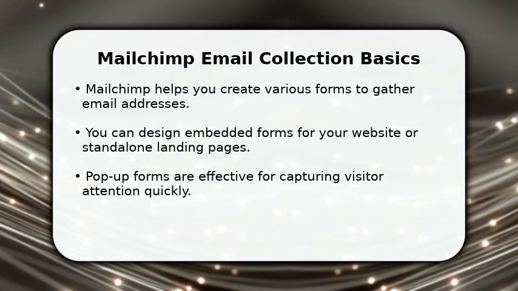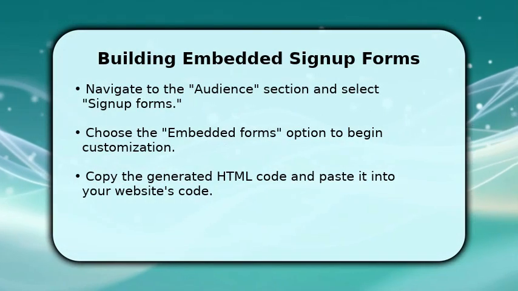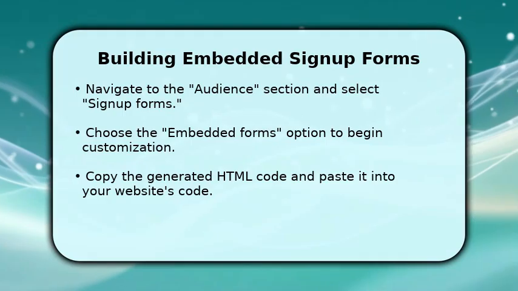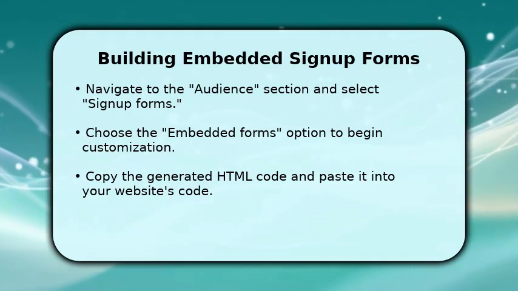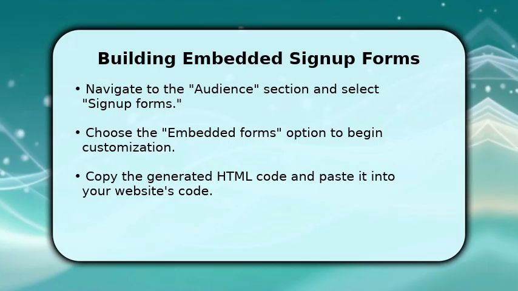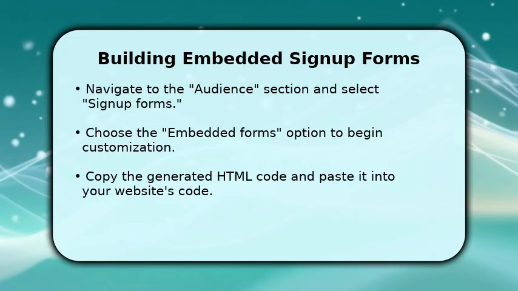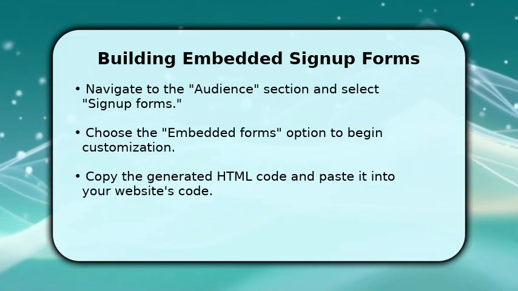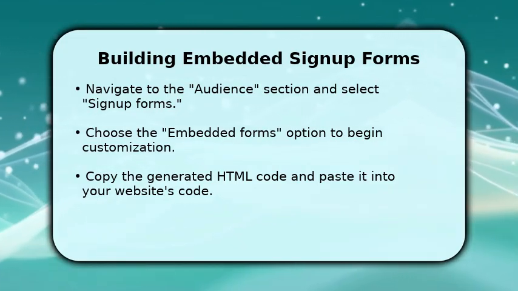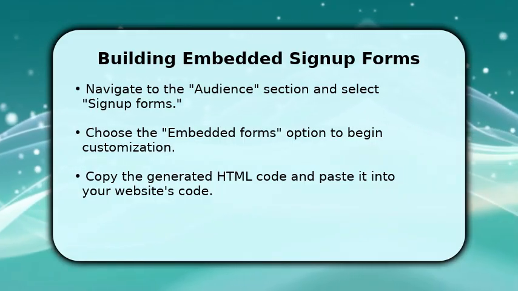Let's dive into the specifics of setting up these forms. To create an embedded form, first navigate to the Audience section within your Mailchimp account and select Sign Up Forms. From there, choose the Embedded Forms option. Mailchimp will generate a snippet of HTML code for you. Simply copy this code and paste it directly into your website's HTML where you want the form to appear.